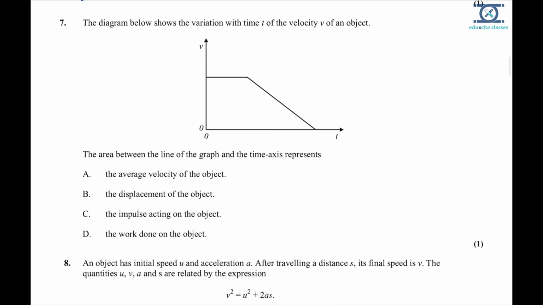The diagram below shows the variation with time t of the velocity of an object. The area between the line of the graph and the time axis. It's a direct question. The area of a velocity versus time graph gives us the displacement. Always remember, it gives us the displacement of the object.